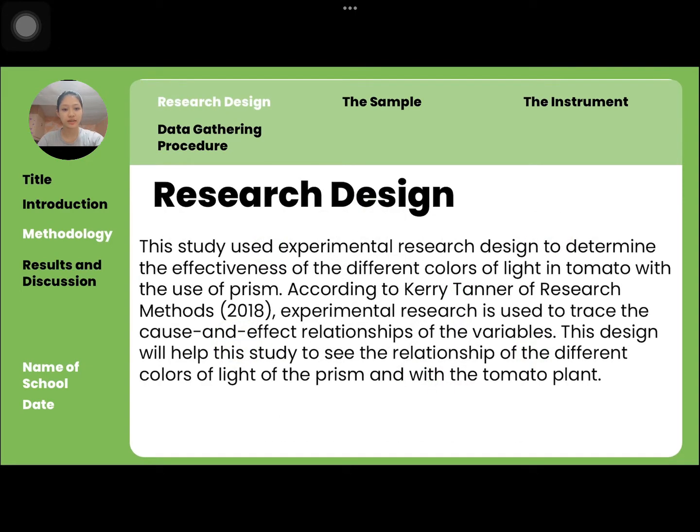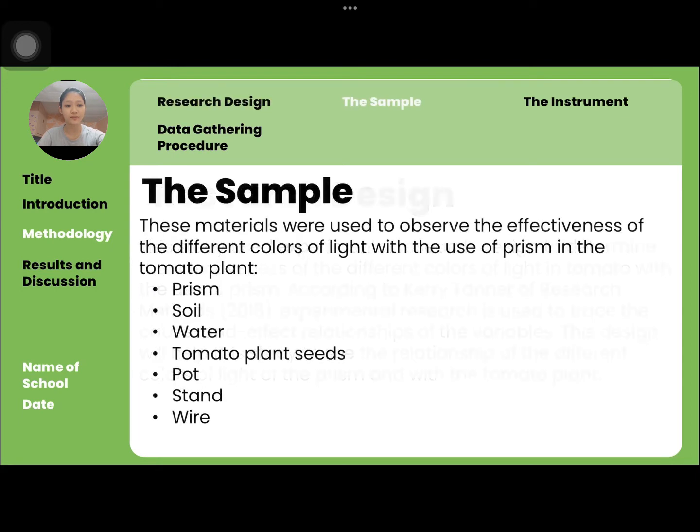Research design. This study used an experimental research design to determine the effectiveness of the different colors of light on tomato with the use of a prism. According to Kerry Tanner of Research Methods, 2018, experimental research is used to trace the cause and effect relationships of the variables. This design will help the study to see the relationship of the different colors of light of the prism and the tomato plant.